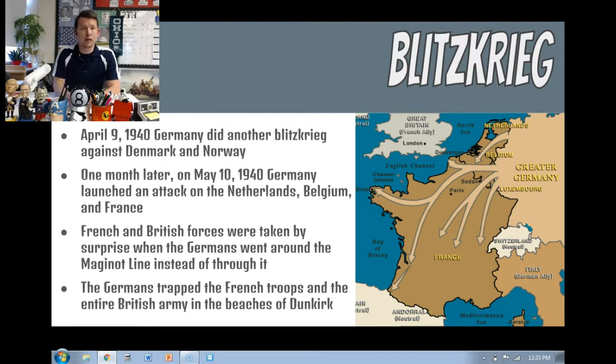And it was at this point that it looked very dire for the British and French forces. The entire British army and what was left of the French forces were all on the beaches of Dunkirk. And they're saved at the last moment by what was known as the bathtub navy, which we will talk about tomorrow in class. But they are there, their backs are to the ocean, and the people of Britain come across the English Channel and save them at the last moment.